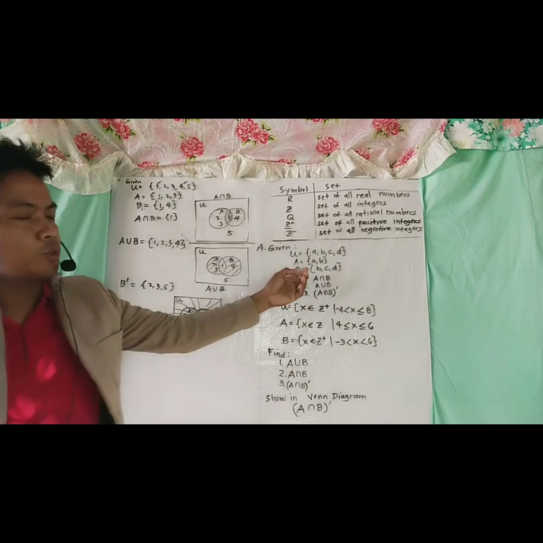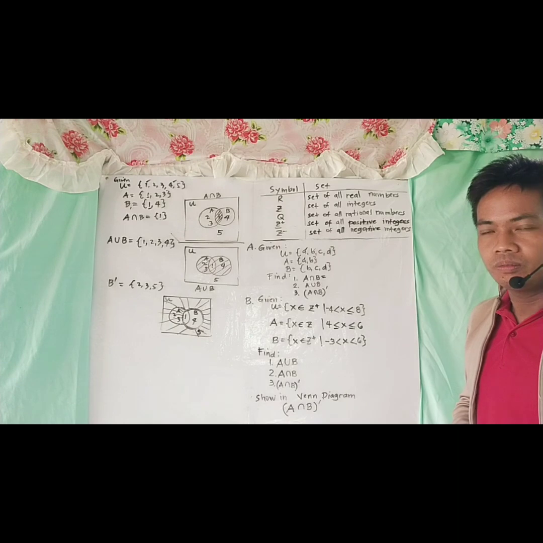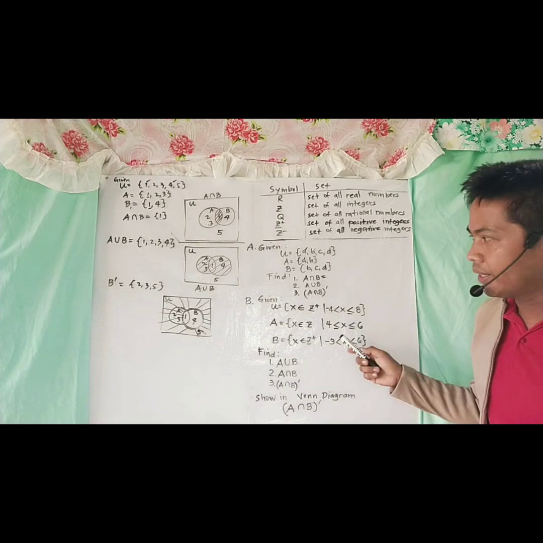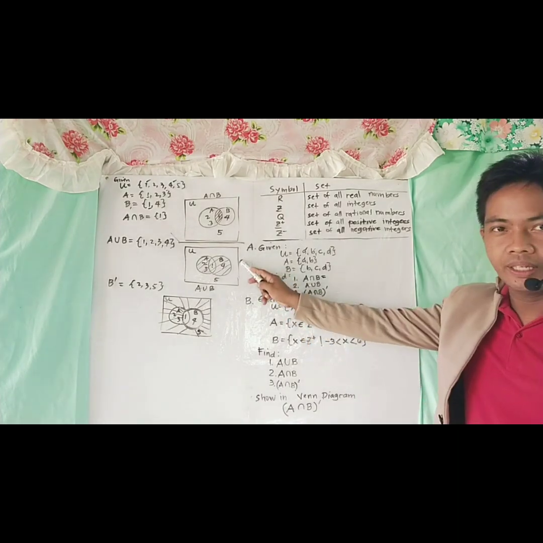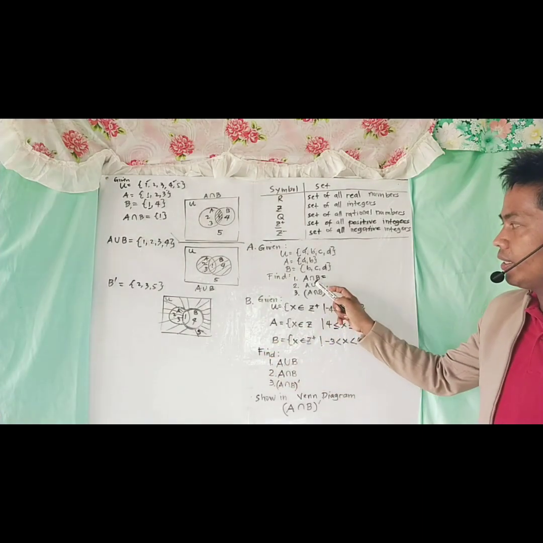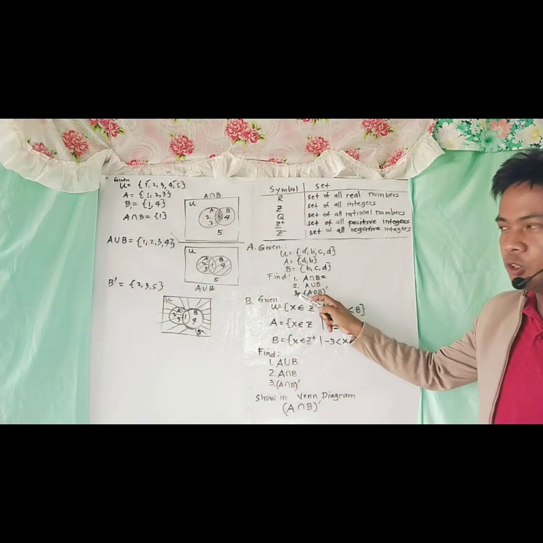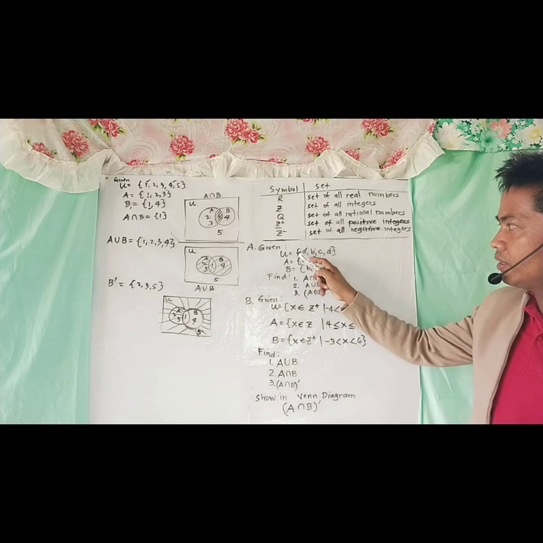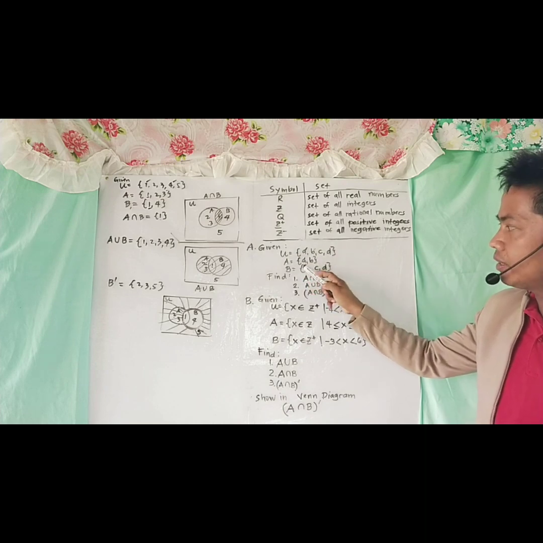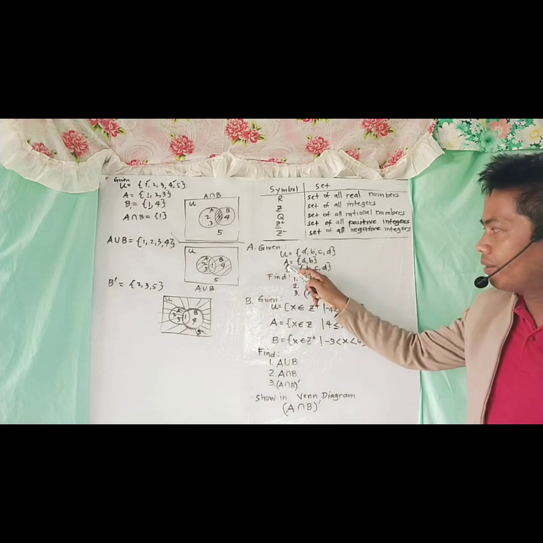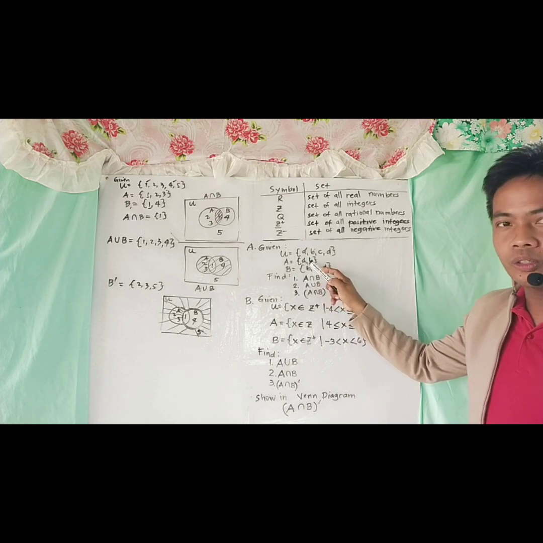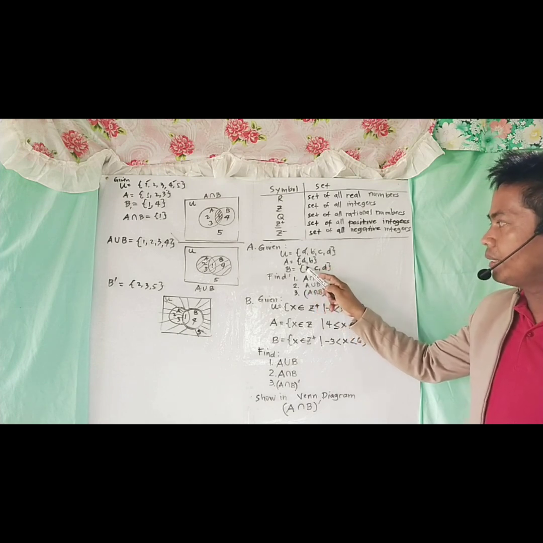Let us now answer this one. Okay, for example, we're going to answer this activity. How are we going to find these three? In this given universal set, we have A, B, C, D. We have set A, the elements are A, B. For set B, the elements are B, C, D.